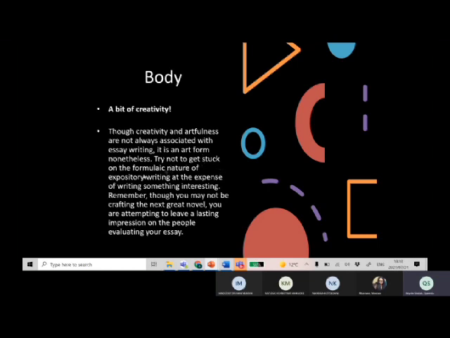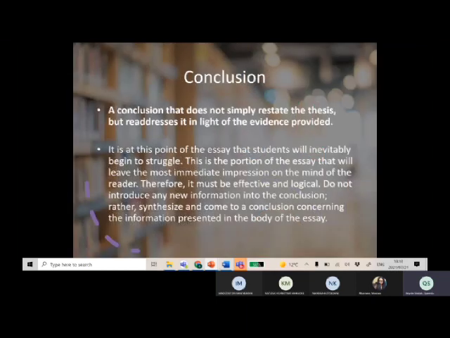Try not to get stuck on the formulaic nature of expository writing at the expense of writing something interesting, right? So remember that you may not be crafting the next great novel. You are attempting to leave a lasting impression on the people evaluating your essay, right? So the focus here is to make it interesting, to include something that will really grab the reader's attention, something that is different, that will make your essay stand out from other essays. So have that wow factor.